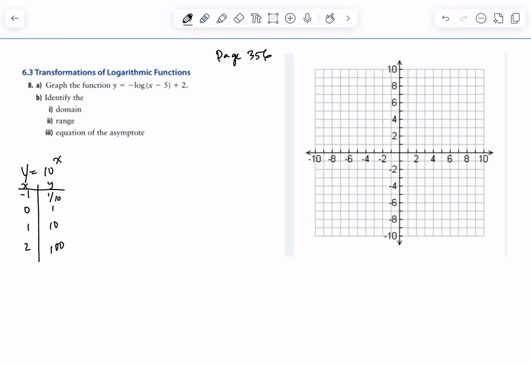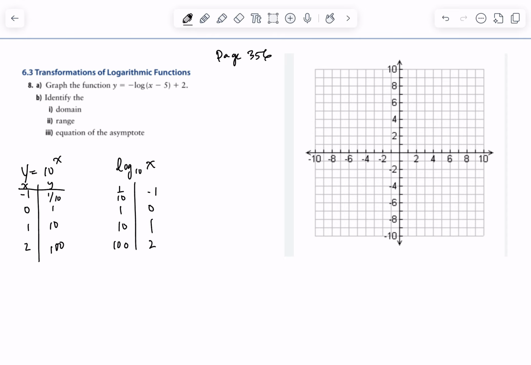Now, for log base 10 of x, you're going to get the inverse of that. So you're going to get 1/10 and negative 1. And you're going to get 1 and 0, and 10 and 1, and then you would have 100 and 2. So pretty much what's going to happen here is I'm just going to put the exponential on for reference. It's just going to be something like this.